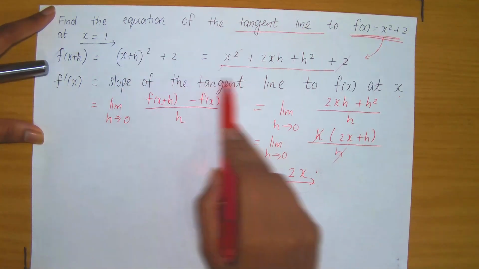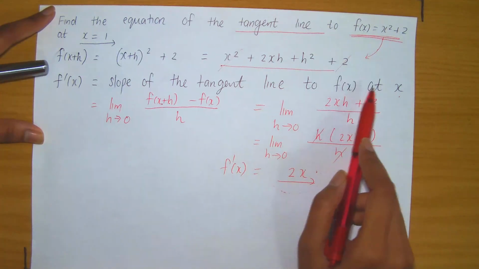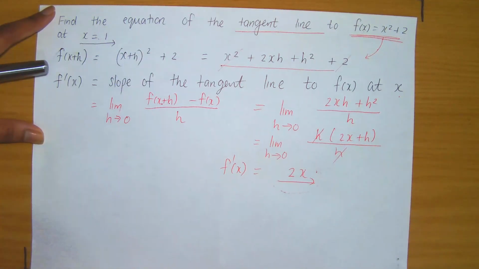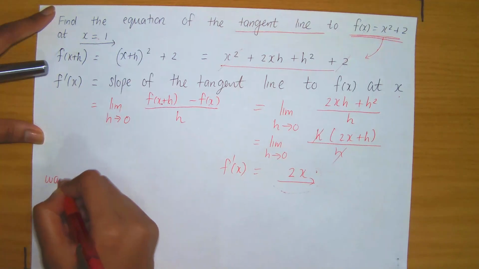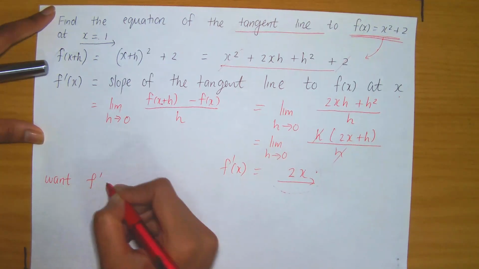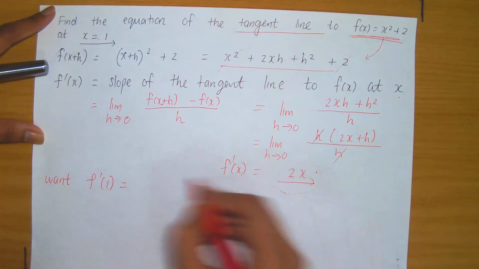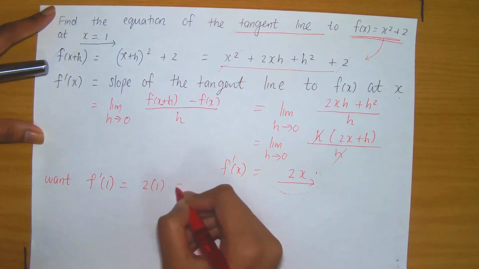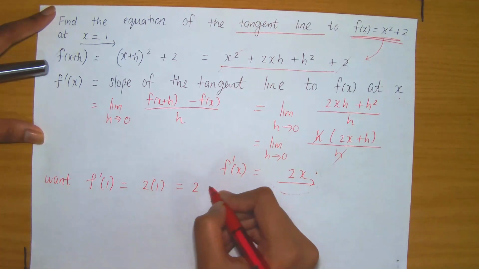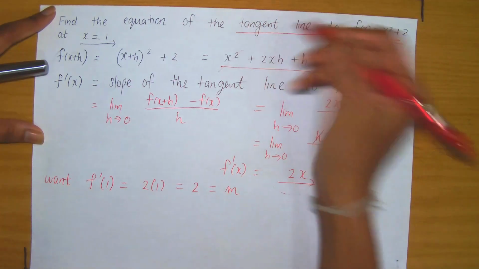But I want the slope of the tangent line to f of x at x equals 1. So I want f prime at x equals 1. So substituting that in, observe that our slope is 2. So this is the slope of the tangent line.